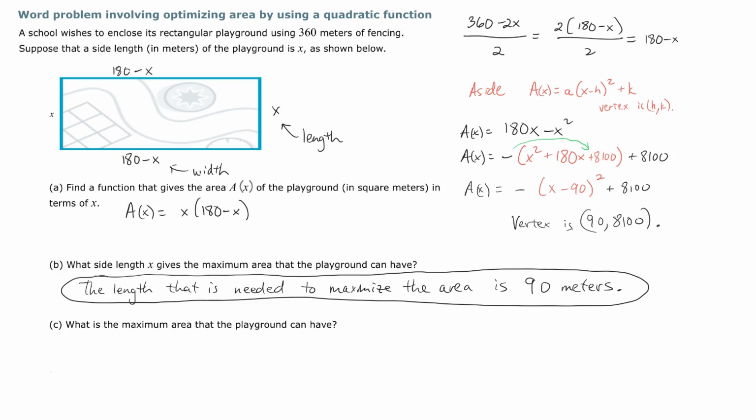Always, always, always. And if the problem is posed to you in a complete sentence, you should answer it in a complete sentence. What is the maximum area that the playground can have? The maximum area that the playground can have is 8,100 square meters.